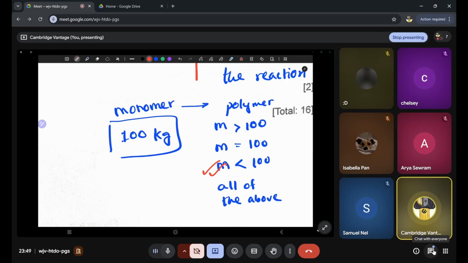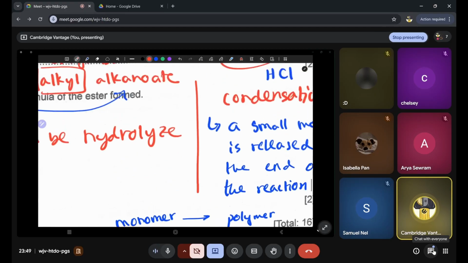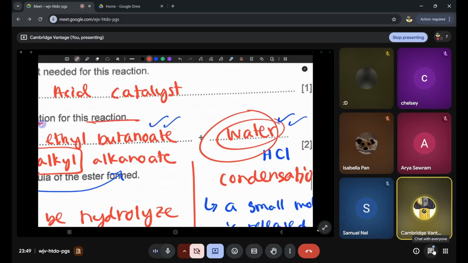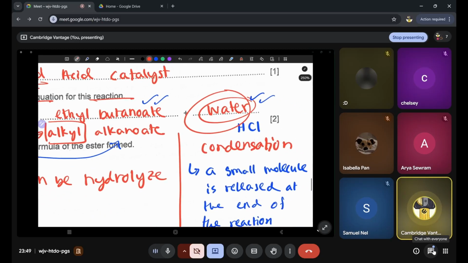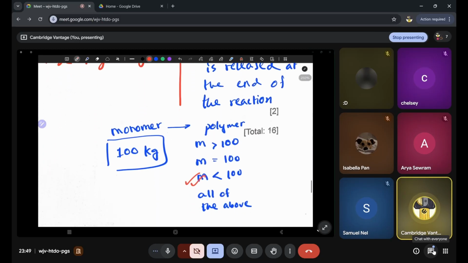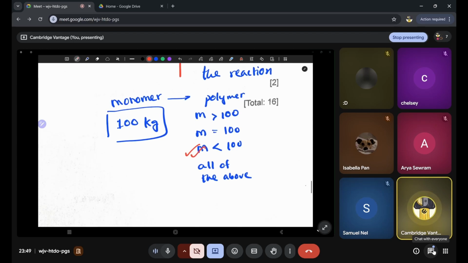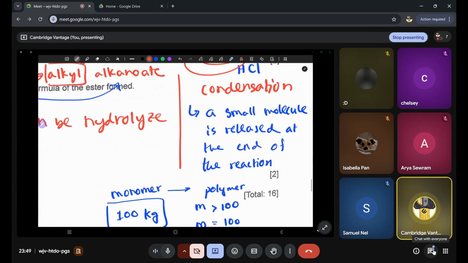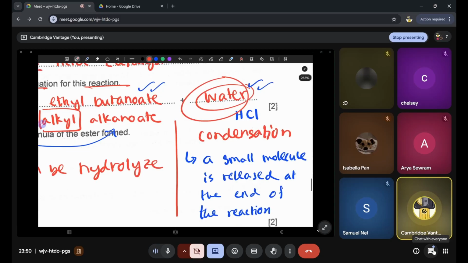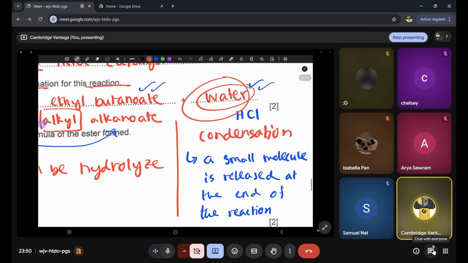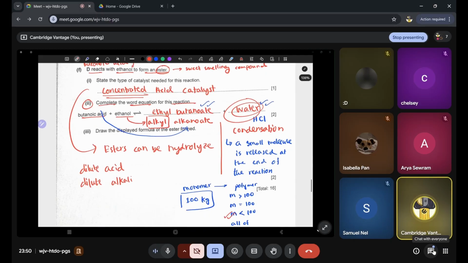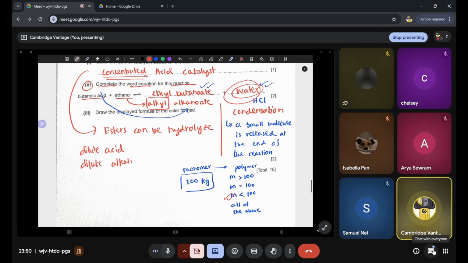All right, so M is going to be lower, and the reason why this is the case is because of the byproduct, because of the water molecule produced. So in the exam, if they do ask you what happens to the mass or why is it lower, then all you have to say is a small molecule or a byproduct or water molecules are produced after the esterification process. Is this idea clear for all students? All right, thank you, students.